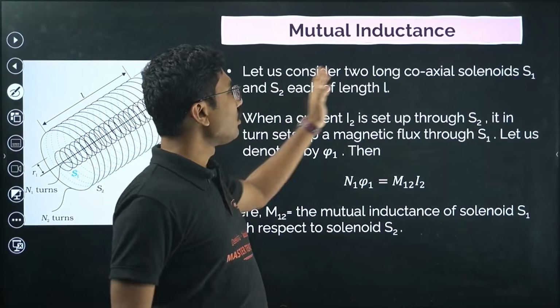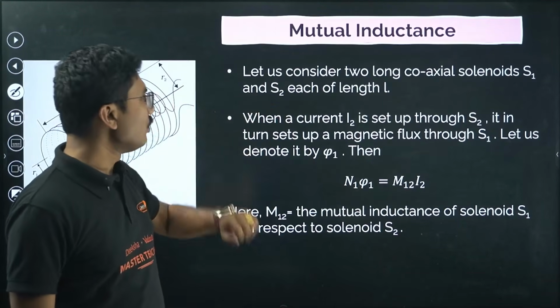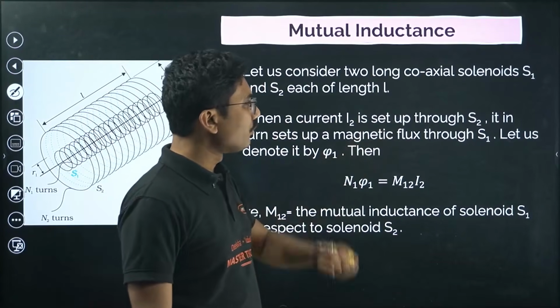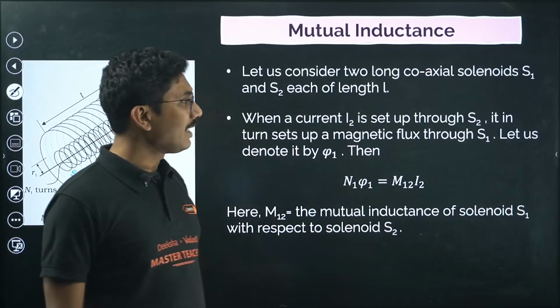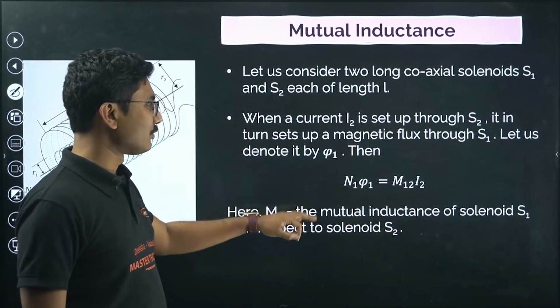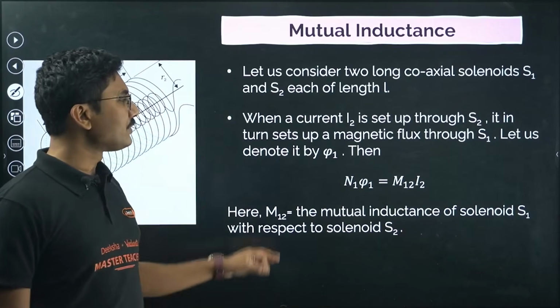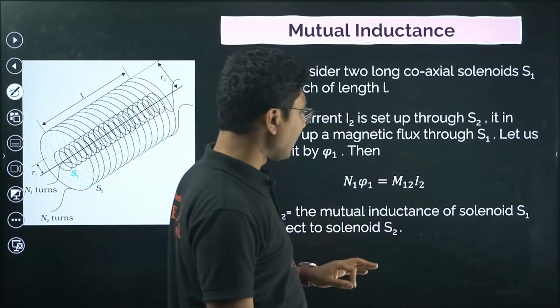So let us consider two long coaxial solenoids S1 and S2, each of length L. When a current I2 is set up through S2, in turn it sets up a magnetic flux through S1. Let us denote it by phi1. So N1 phi1 equals M12 I2. Here M12 is the mutual inductance of the solenoid S1 with respect to S2.